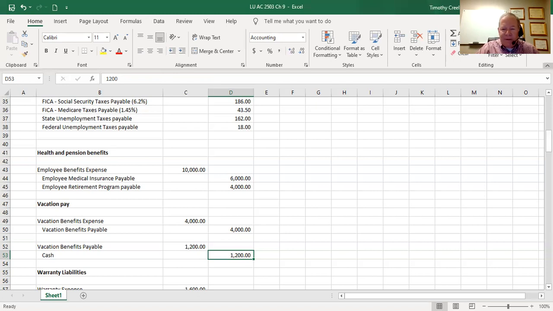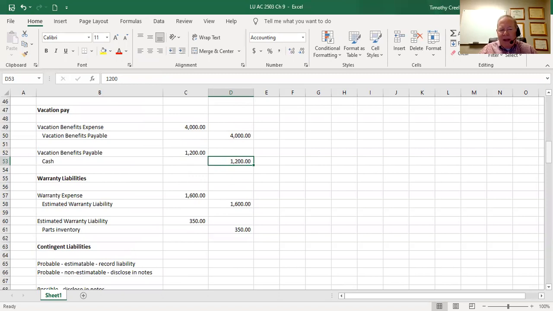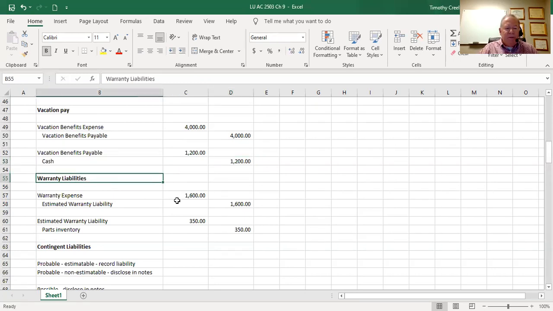Now, warranties. Warranties are another thing that's handled in this way as well. And notice again, all these payable accounts we're looking at are current liabilities. And remember, we're looking at current liabilities in this section. So another one is warranties. A warranty is whenever a seller guarantees a product, and if that product breaks, they fix it during the warranty period.